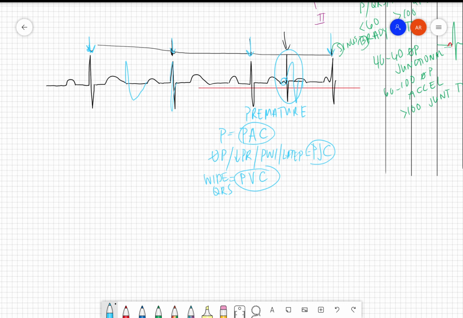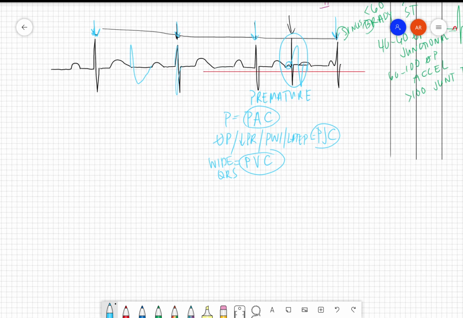PVCs are pretty common. I have them all the time. I can feel the skipped beat. It feels like a skipped beat. PACs are pretty common too. Those can be electrolyte issues that we have to figure out. Okay, so we've talked about our premature beats.